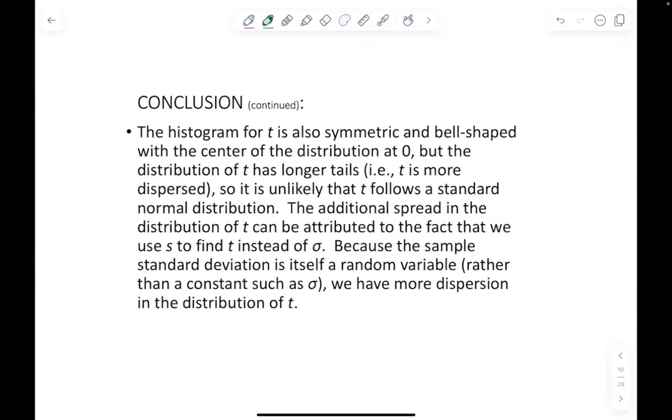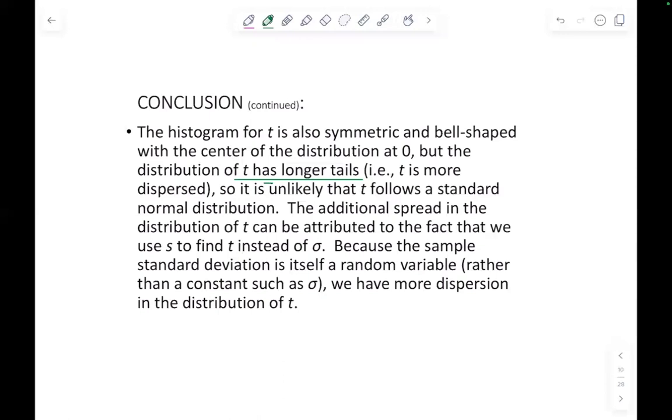My t-value is symmetric and bell-shaped. My center is at 0, but it has longer tails. It is more dispersed, so it doesn't necessarily follow the normal distribution. It is spread out more, but it looks fairly normal. This distribution looks a little bit different because we are using sample data. We're using the sample standard deviation instead of the population standard deviation. I don't know the population standard deviation in most cases.